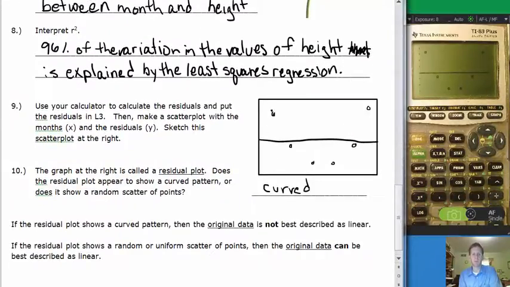If the residual plot actually shows a random scatter of points, then the original data can be best described as linear. That should be enough to help you get started on your homework for today. So today what we've learned about are residuals and how to make a residual plot.